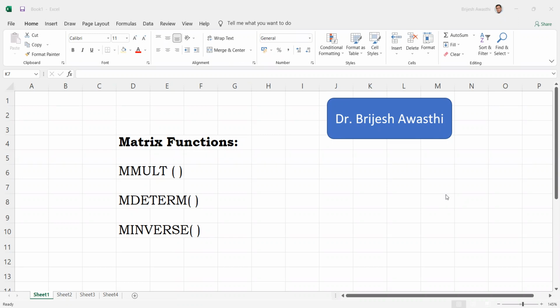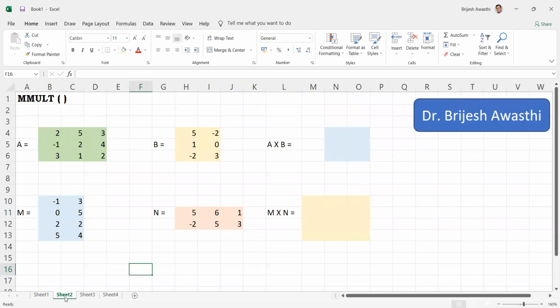function. That means Excel functions are helpful in multiplication of two matrices, in calculating the determinant of a matrix, as well as in calculating the inverse also. First of all, we will discuss the multiplication. Now you will see, suppose we have two matrices, matrix A and matrix B. I want to multiply these two matrices.